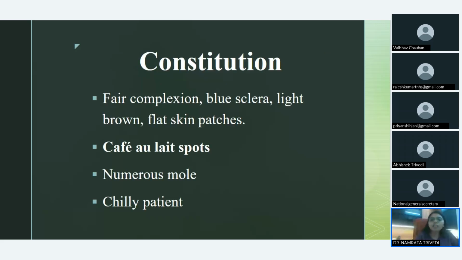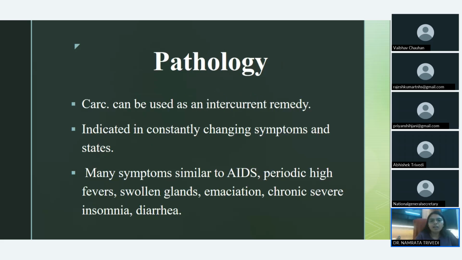Now the constitution: how does the patient look? Carcinosin patients have a fair complexion, blue sclera, and light brown flat skin patches. One characteristic of the carcinosin constitution is café-au-lait spots, meaning light brown skin patches on the face. She has numerous moles on the face and is a chilly patient.